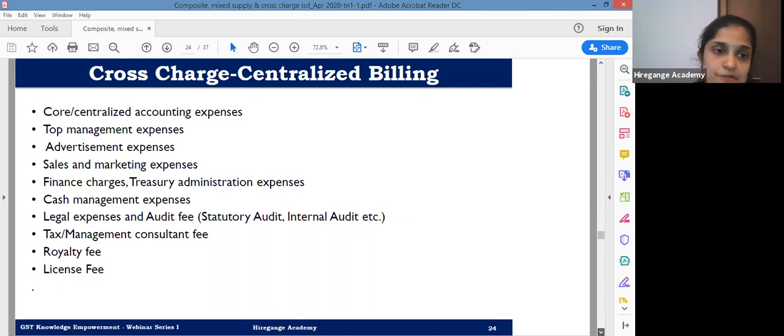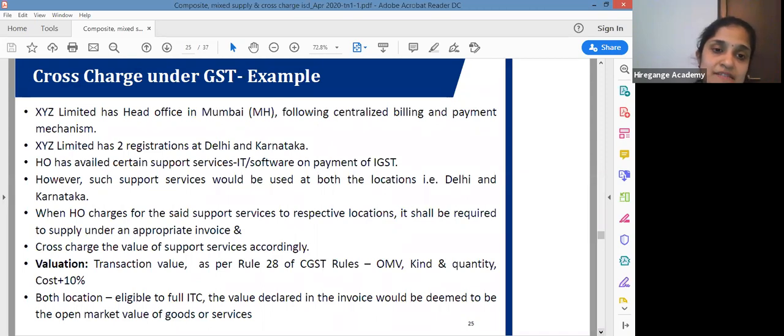But if you come a little further, I've given one example for cross charge. Next, I will go to ISD after this. Herein there is an XYZ company which has a head office in Mumbai, Maharashtra, which is following a centralized billing and payment. It has 2 registrations in GST at Delhi and Karnataka. It has taken certain support services of IT, software, and it has paid GST. But these support services would be used at both the locations, that could be at Delhi as well as at Karnataka. So when the head office, let us say, instead of IT software, I will also say accounting service, is supplying to the respective locations, then it shall be required to supply under an appropriate invoice, cross-charge the value, and accordingly the receiving Delhi or the Karnataka registration will be getting to take the credit.